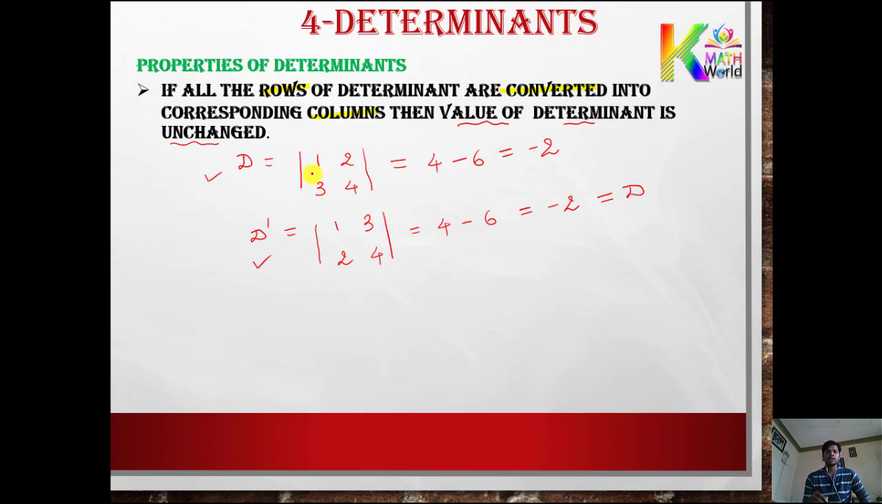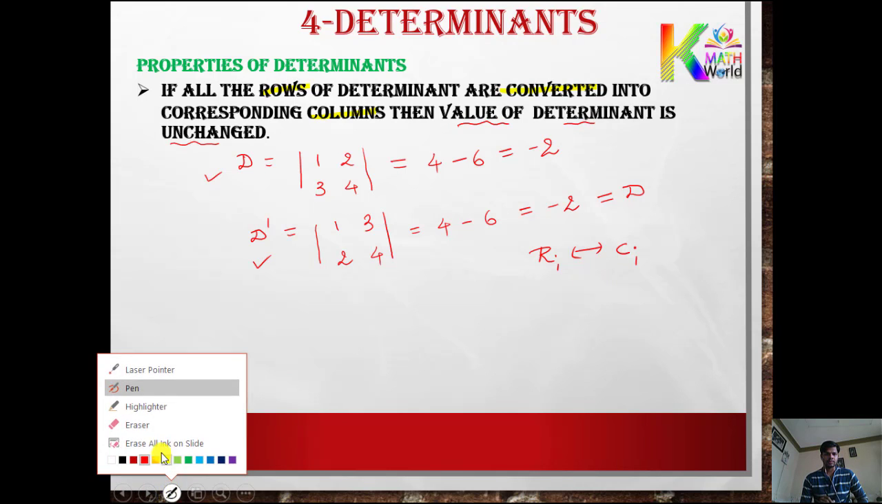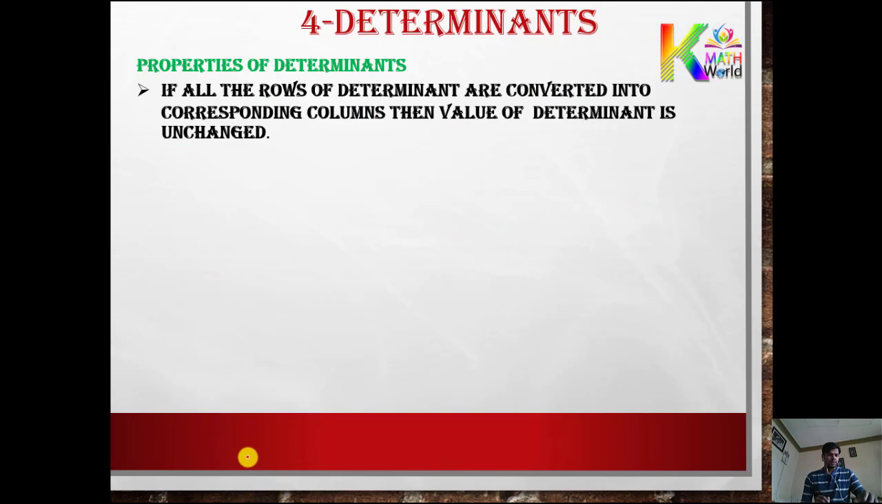And this operation is symbolically denoted as Ri to Ci. It means convert every row to every column. So it is symbolically expressed as Ri to Ci, and the value of the determinant is unchanged.